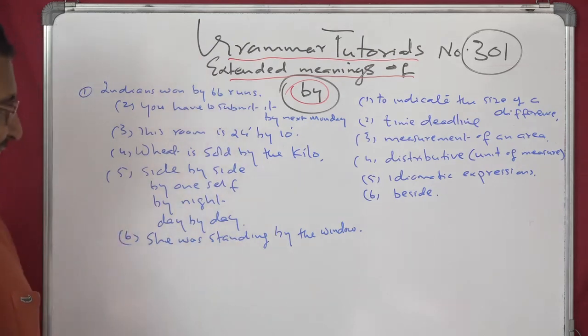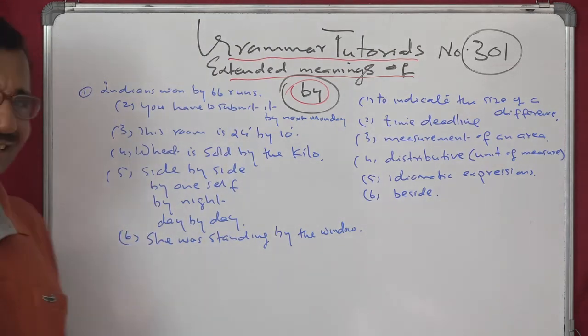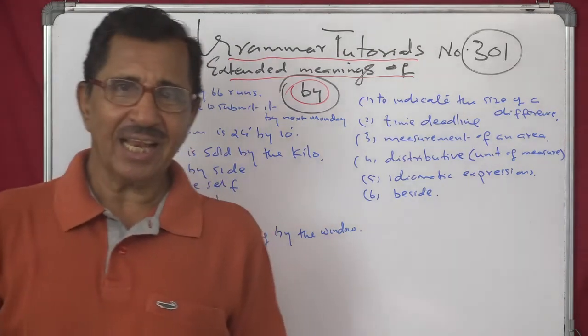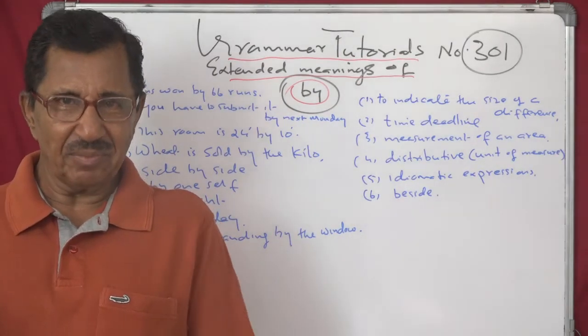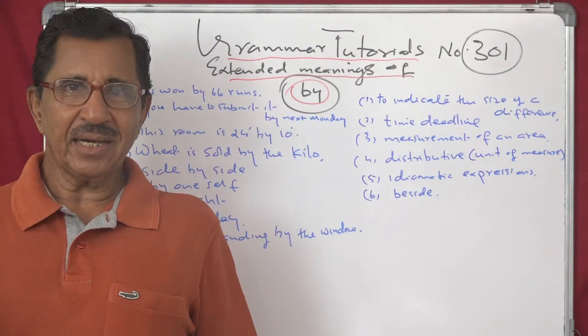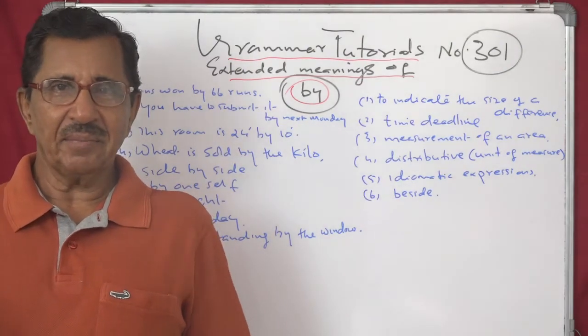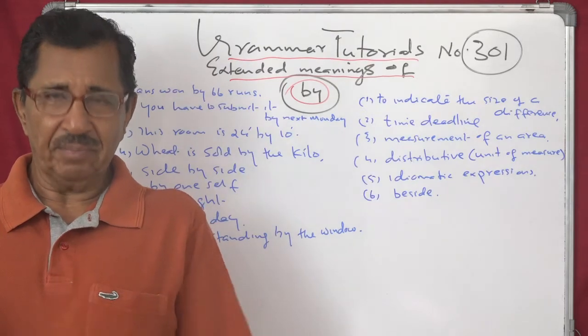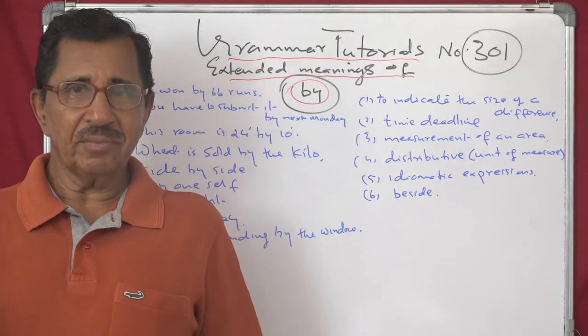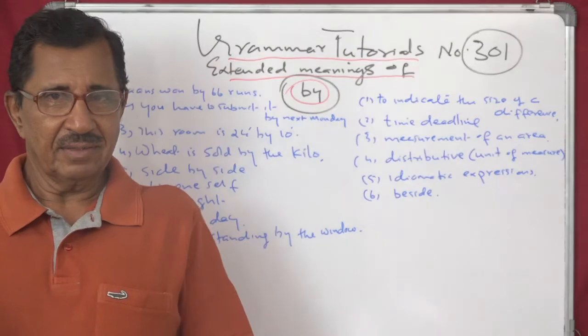And next we have "day by day". Day by day his health deteriorated. Deteriorated means became bad. Day by day he improved. Day by day we must try to develop.